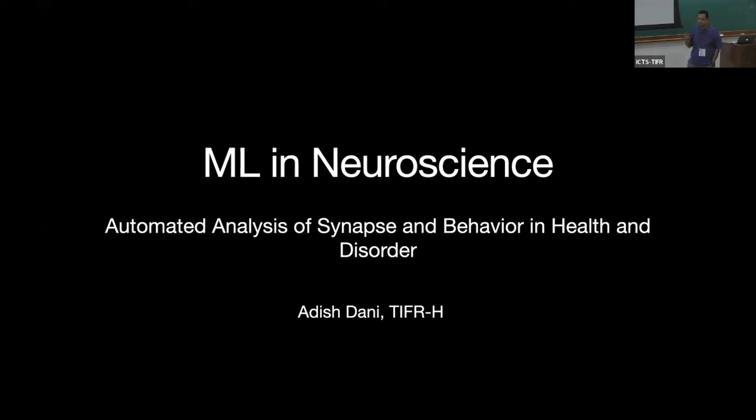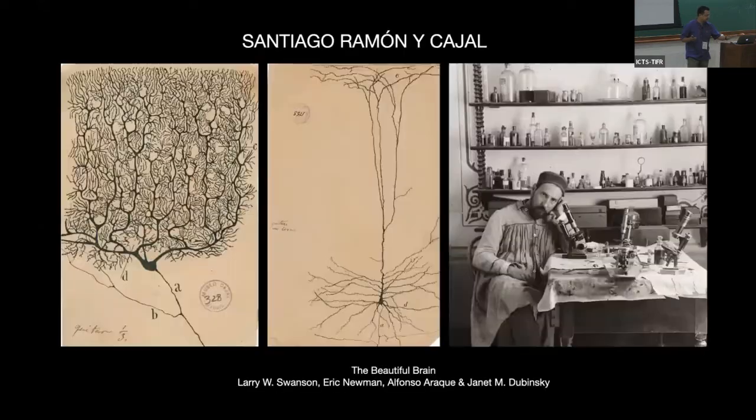What I want to do here is a little bit of a deep dive into two slivers of our data to illustrate how we think machine learning would help us. I would like to start with these beautiful illustrations from Ramon y Cajal, which are as much art as they heralded an era of neuroscience.